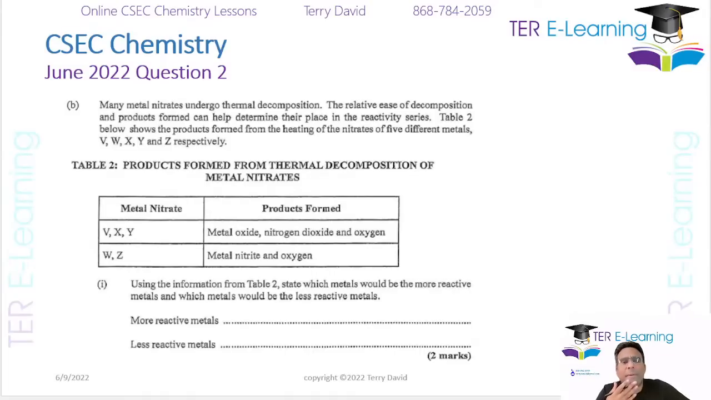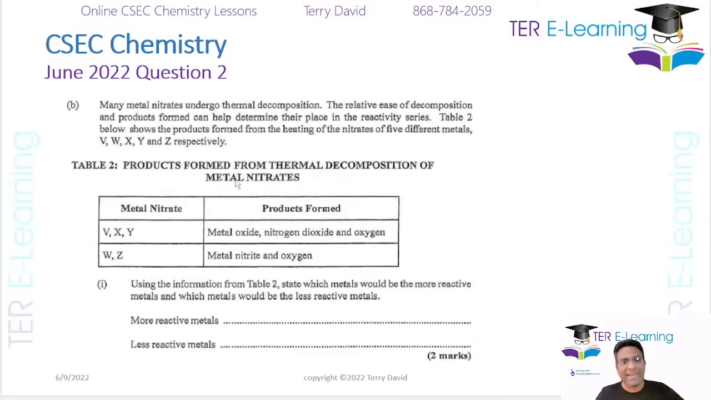Now, many metal nitrates undergo thermal decomposition. The relative ease of the thermal decomposition can help determine their place in the reactivity series. With my class, I covered this with them. We looked at the reactivity series, and we looked at the action of heat on nitrates, carbonates, and hydroxides. That's what we need to know for the syllabus. They have different reactions depending on the position in the reactivity series.